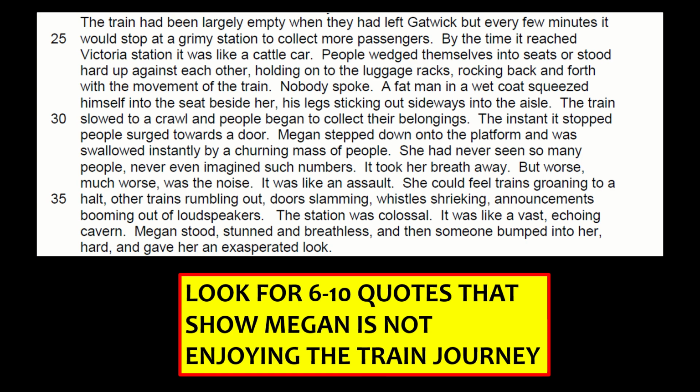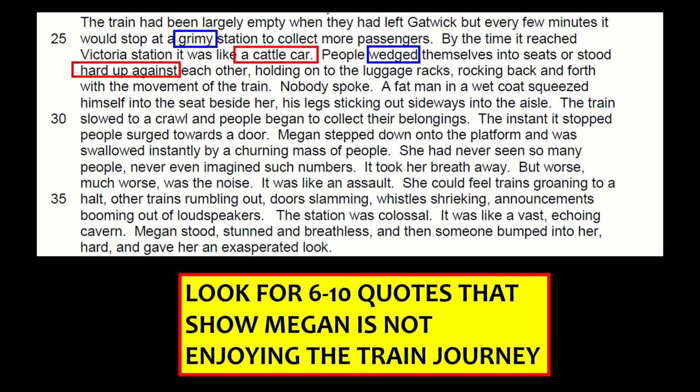So you should be looking for 6 to 10 quotes that show Megan is not enjoying the train journey. First of all, it's described as grimy, so it gives you the impression the station is really dirty and unhygienic. A cattle car suggests that it's very busy and packed. She can't move. It's really uncomfortable. And wedged exaggerates and emphasises that point. If you wedge yourself in somewhere, it's like you can't quite get in.